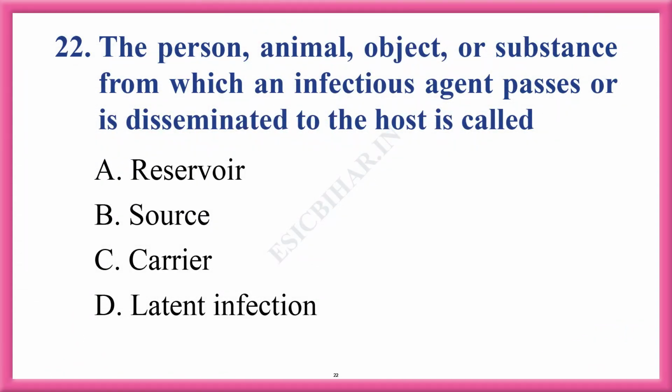Question 22. The person, animal, object, or substance from which an infectious agent passes or is disseminated to the host is called A. Reservoir, B. Source, C. Carrier, D. Latent infection. And the answer is B. Source.